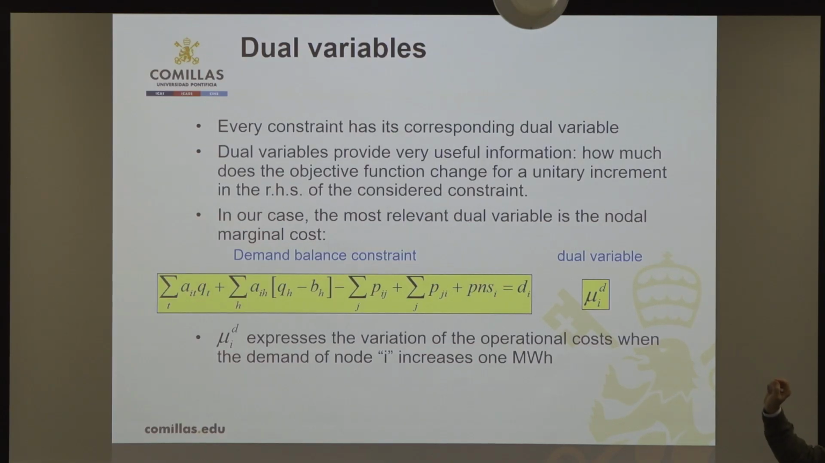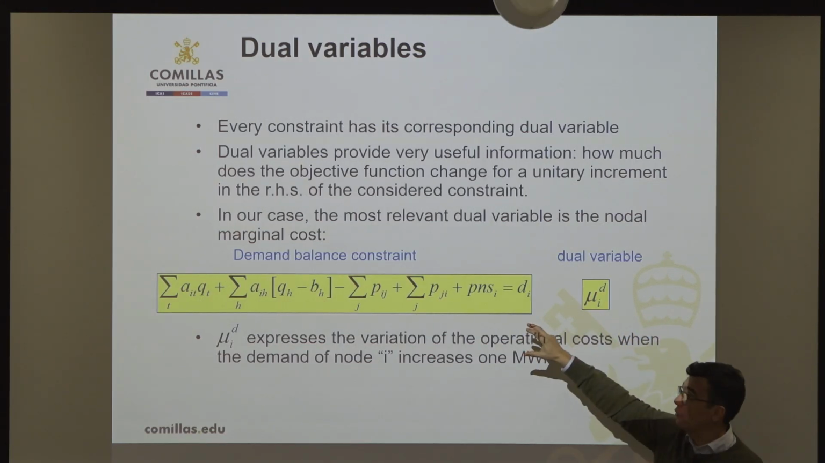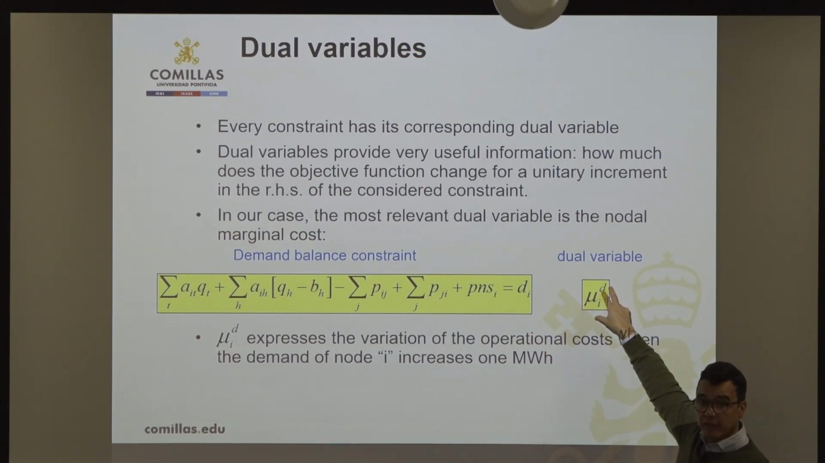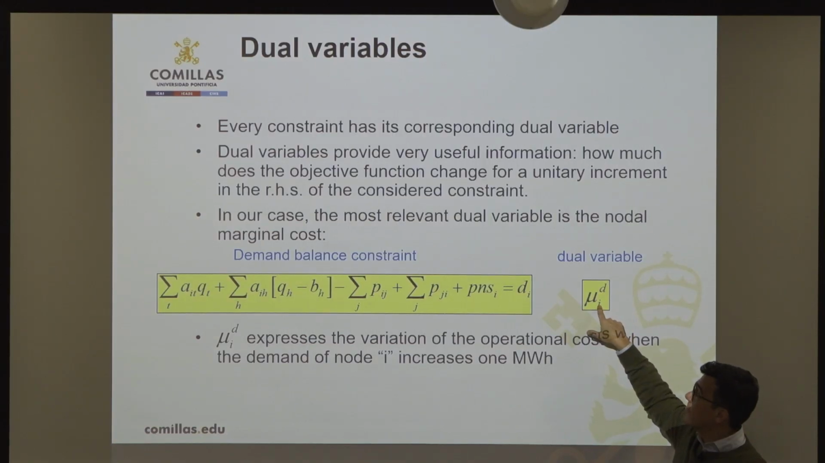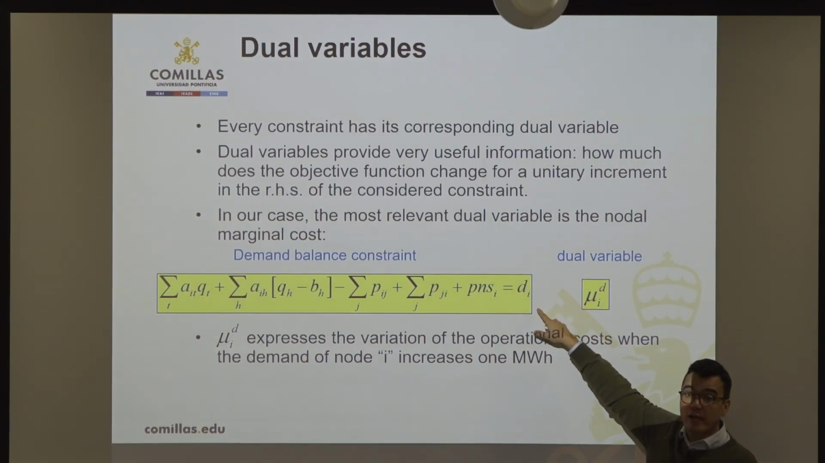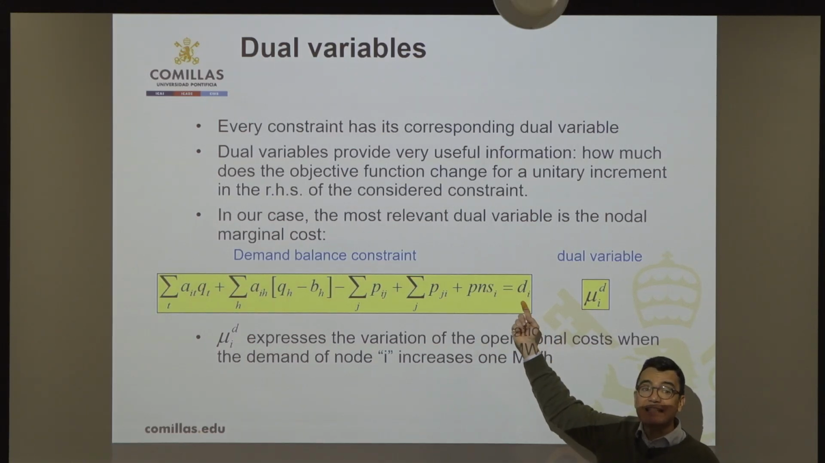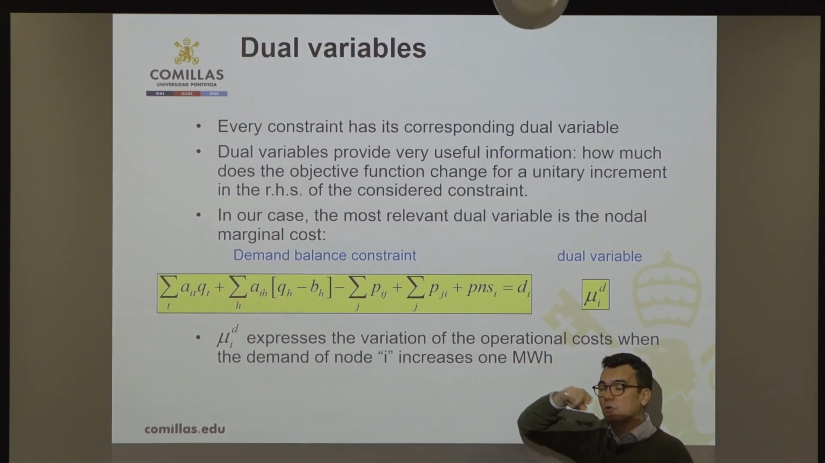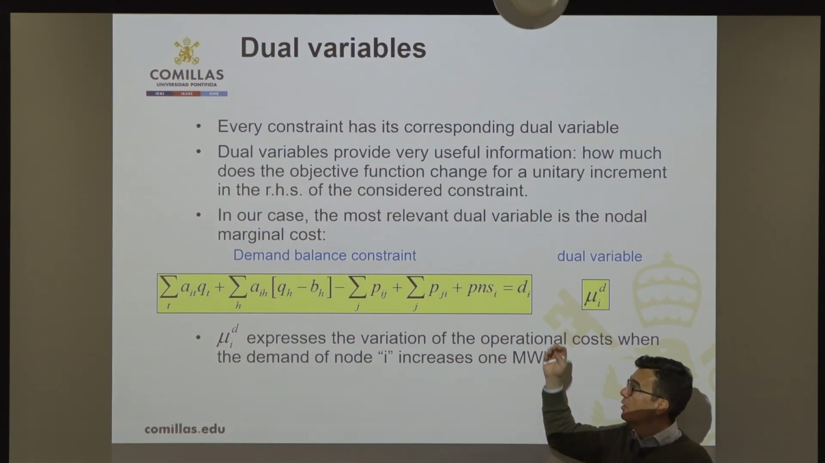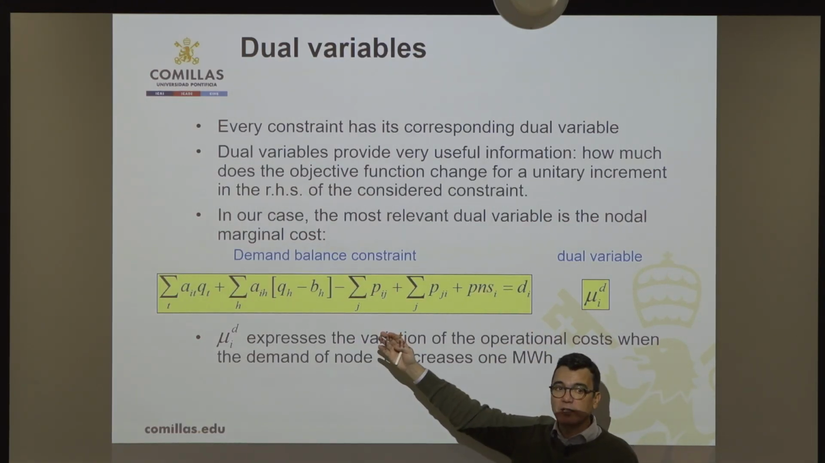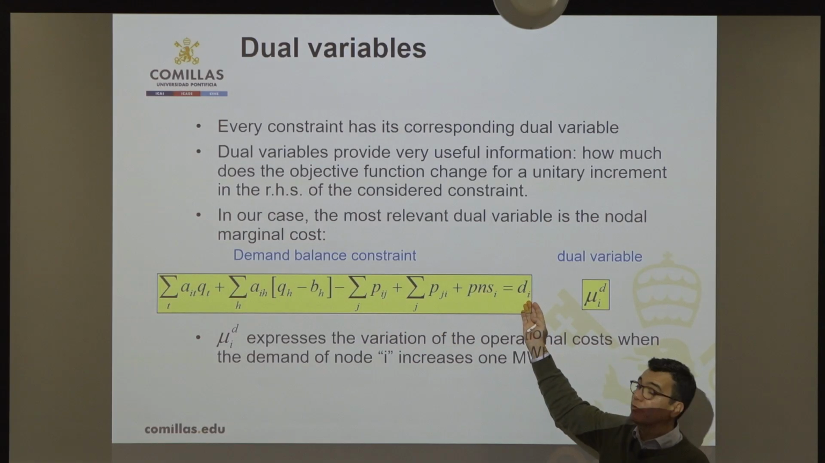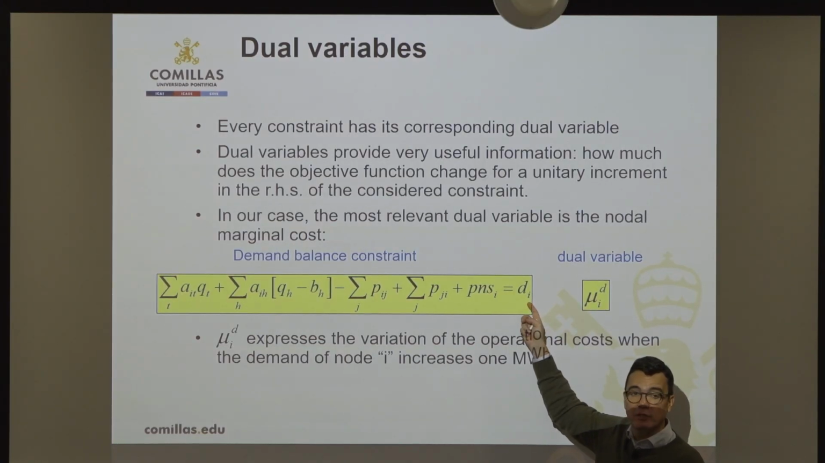Now a few words about these dual variables. For every constraint, as I said before, I'm going to define a dual variable. And the dual variable of the demand balance constraint for every node, this is what I said before. What is the right-hand side term of this equation? Normally when we write an optimization problem, we put all the variable terms on the left and the constant terms on the right. So what is the right-hand side here? The demand of the node.